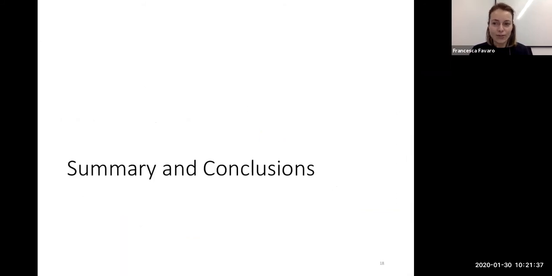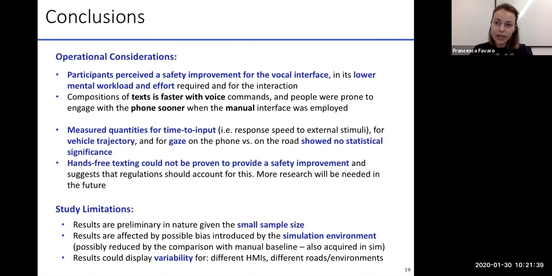That's why it was very interesting, because if we bring it all together, on the operational side, participants perceived a safety improvement for the vocal interface. It was a lower mental workload, it was lower effort, and they thought they performed better. Also, the composition of the text was faster with the voice command. On the downside, people were also prone to engage with the phone sooner when they were provided with a manual interface.